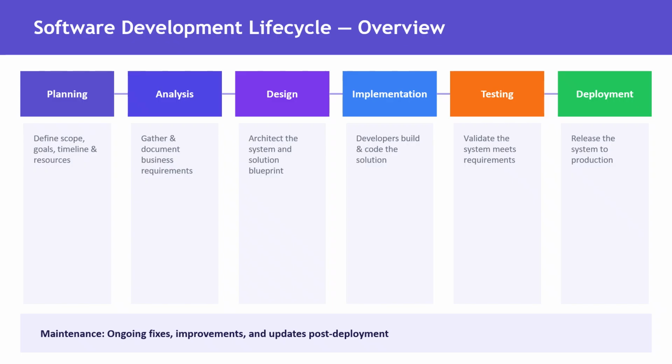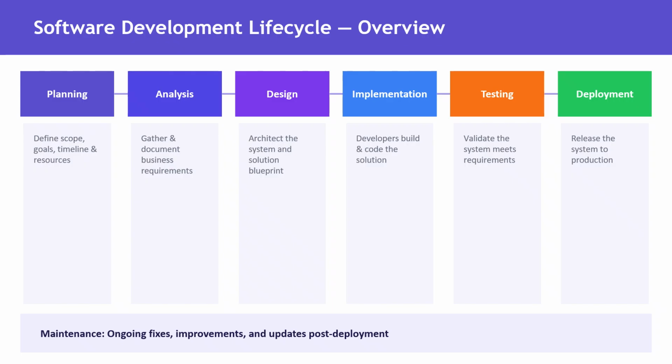Next is analysis. This is where business analysts play a key role. They interact with stakeholders and gather requirements. For example, what features should the app have? What problems are we solving? If this step goes wrong, the entire project fails. Then comes design. Here, the architect and designer create the system blueprint. They decide system architecture, database design, technology stack.